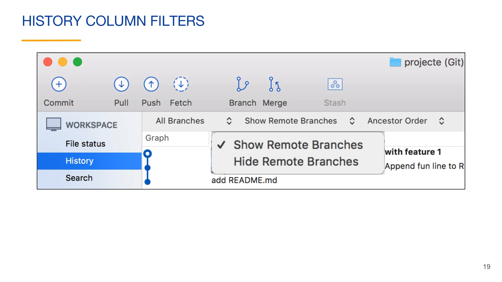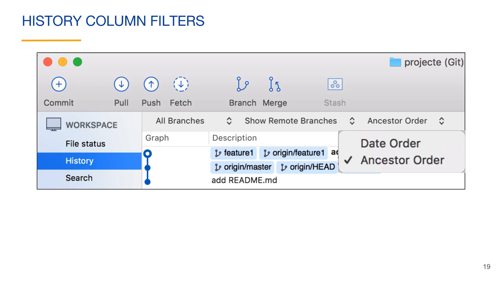The second says Show Remote Branches. This is the default setting. The other option is to hide remote branches. The third says Ancestor Order. This also is the default setting. You could also choose to order the commits in the graph by date.